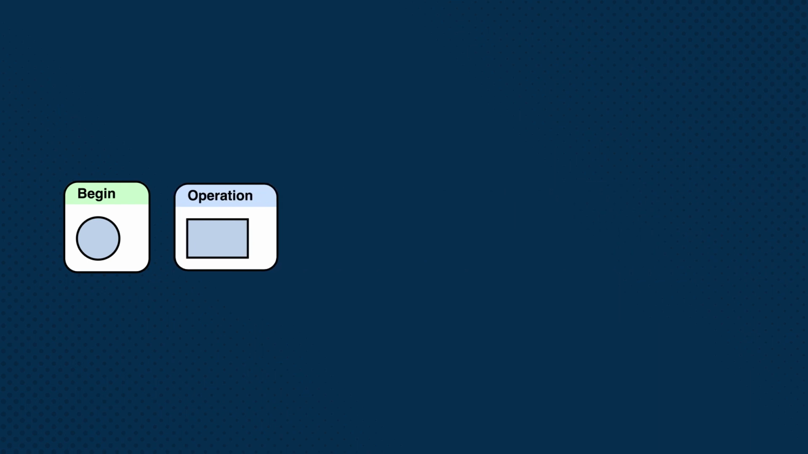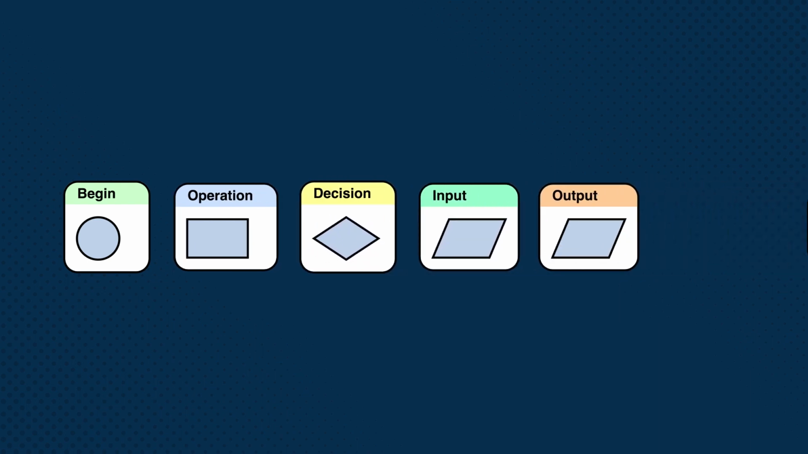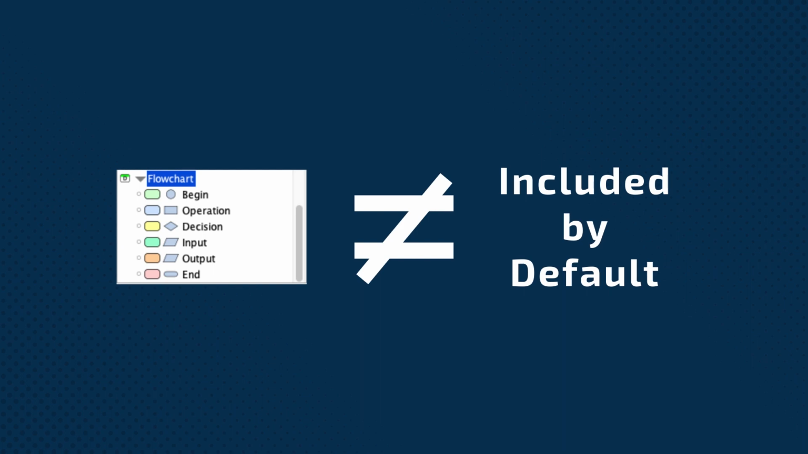The flowchart domain uses the entities begin, operation, decision, input, output, and end. The flowchart domain is not included in the default Flying Logic document, so there are a few steps needed to import it into the document.